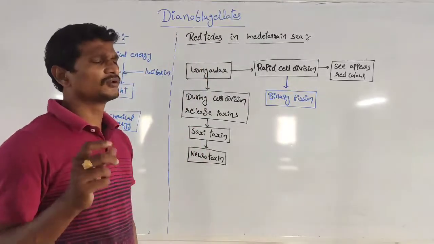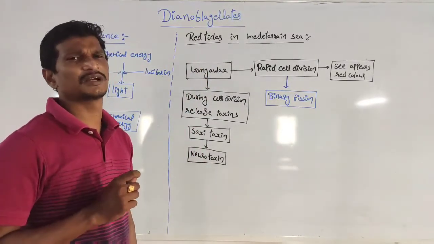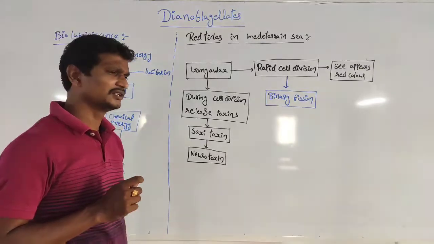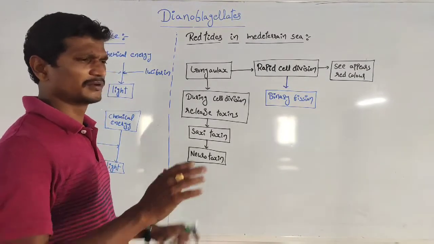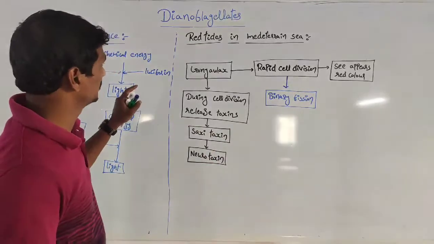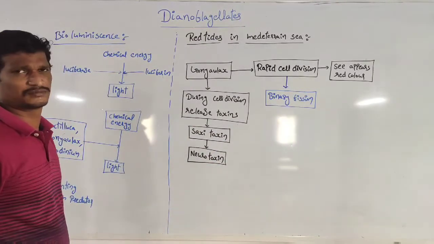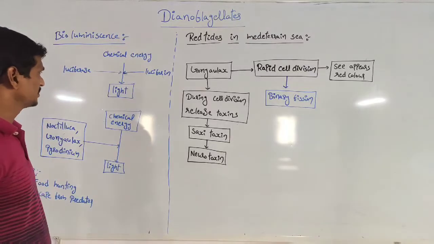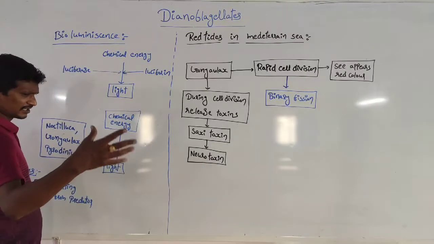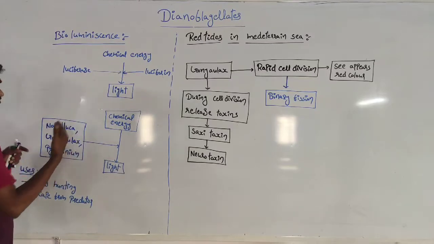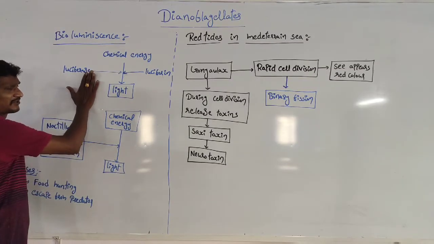A well-known example is the fireflies. Fireflies are the best examples of bioluminescence. But fireflies do not belong to the dinoflagellates, though the mechanism is the same. Within the firefly or any organism, maybe the dinoflagellates, first I will explain based on the firefly.